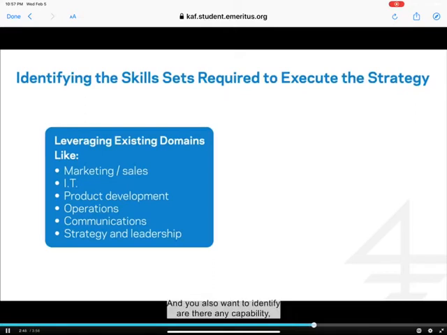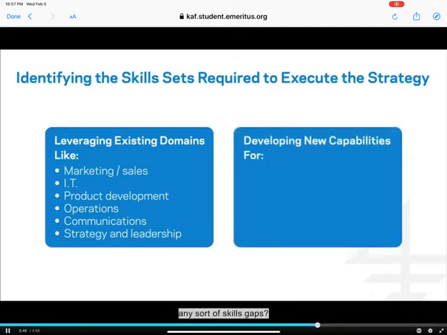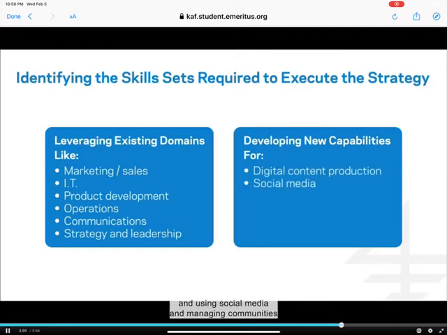And you also want to identify, are there any skills gaps, certain capabilities that you don't currently have that you're going to need in order to really make the best of this new initiative. So maybe it's digital content production, maybe it's skill in using social media and managing communities and interactions there. Maybe, think of the Starbucks example where they said we've got this forum and we're getting lots of ideas. Well, we need to both be able to capture the ideas and then actually distribute them throughout the organization. So that was a gap they had to figure out how to solve.